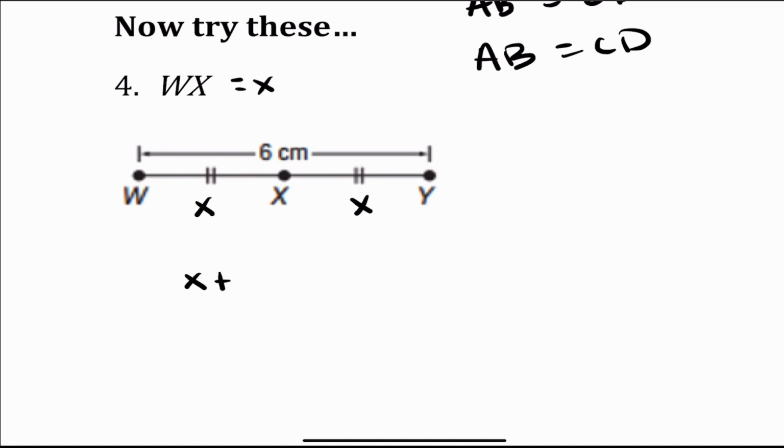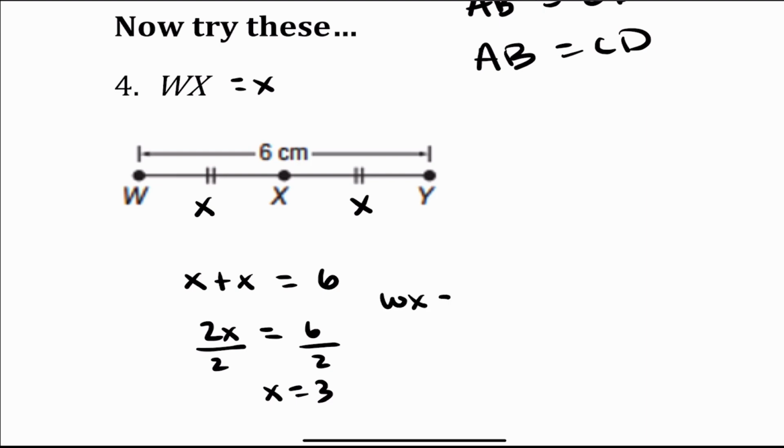Now, we're going to go ahead and apply part plus part equals whole here. So x plus x equals the whole thing, which is 6. So the whole thing is 6. x plus x, 1x plus 1x, it's 2x, equals 6. Divide both sides by 2, x equals 3. So if x is equal to 3 and x is equal to WX, the measure of WX equals 3. 3 what? 3 centimeters. And that's my answer.